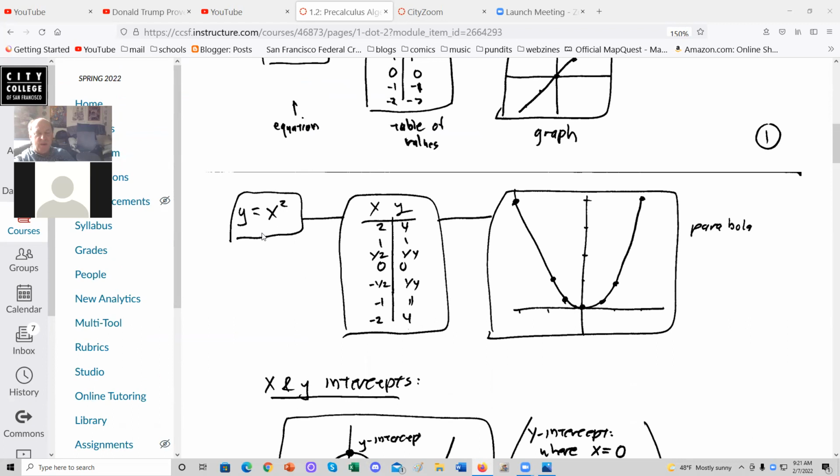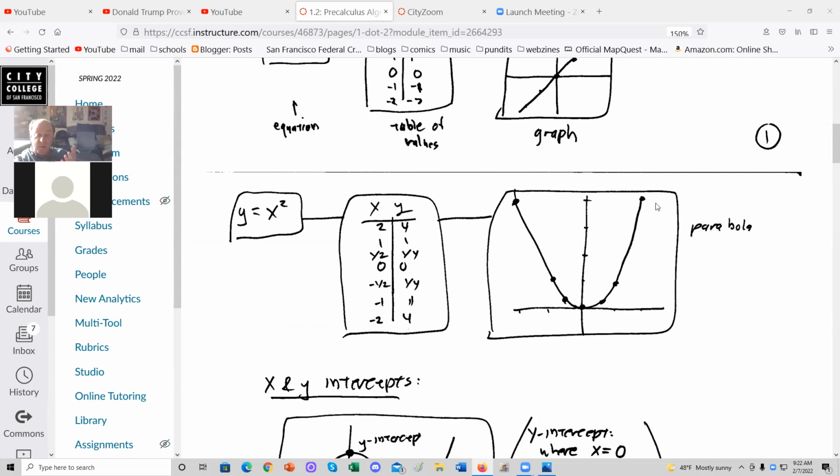Here's y equals x squared. Let's plot out 7 points. When x is 2, x squared is 4, 1 squared is 1, a half squared is a quarter, 0 squared is 0, minus a half squared is a quarter, minus 1 is 1, -2 squared is 4. And so you can plot those points: -2 by 4, -1 by 1, -a half by a quarter, 0 by 0, a half by a quarter, 1 by 1, and 2 by 4.